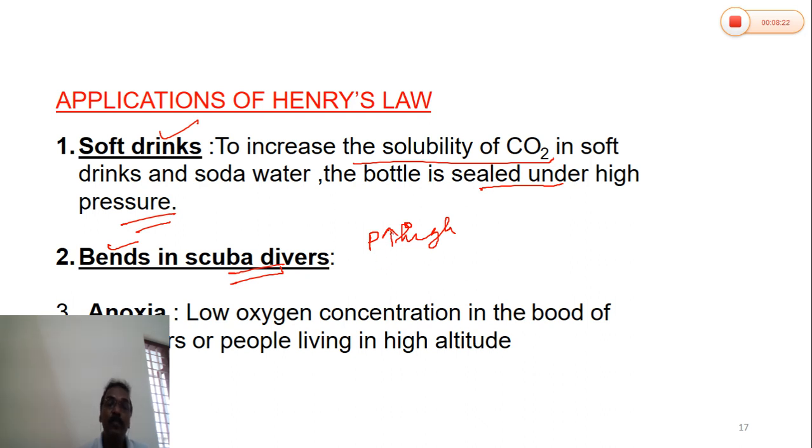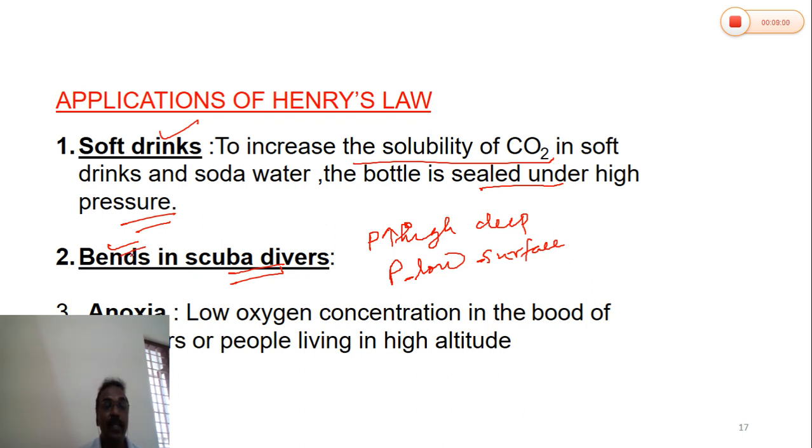But when they come up to the surface of the sea, the pressure decreases. Deep under the sea the pressure is high, and at the surface the pressure is low. As a result, due to low pressure, the gases present in the blood come out through the capillaries and blood vessels. The gases, especially nitrogen, bubble out. As they get pain, that condition is called the bends.